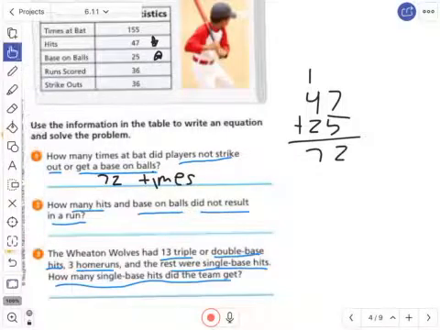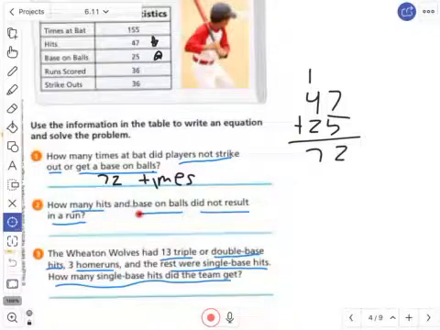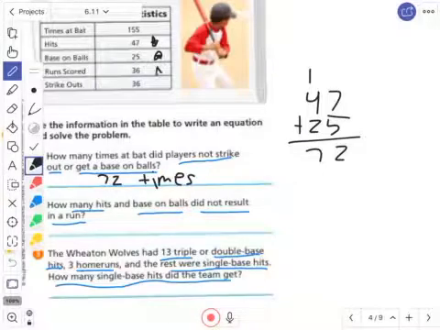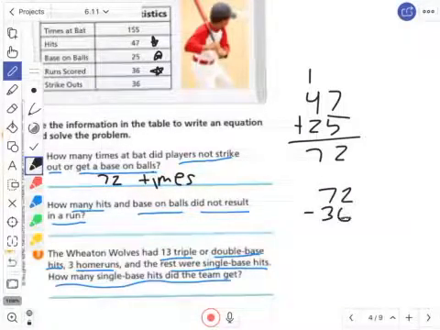Okay, number 2. How many hits and base on balls did not result in a run? Well, I already have part of this done because how many hits and base on balls? What's 72 did not result in a run? Well, now I need to use that number right there, 36. So I'm going to do 72 minus 36.